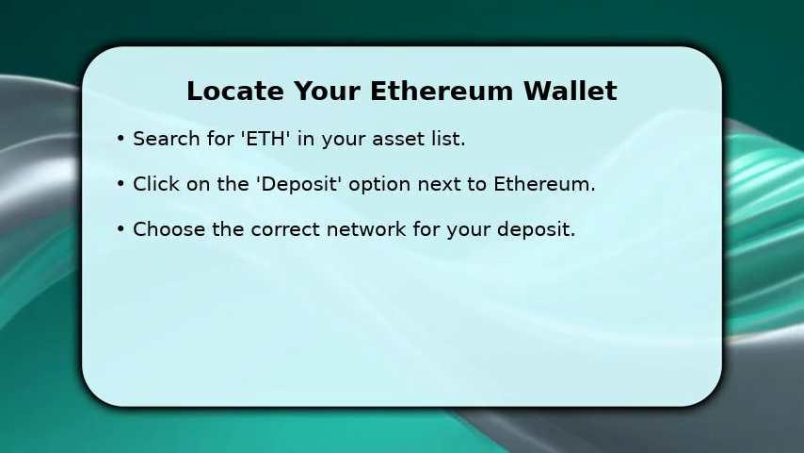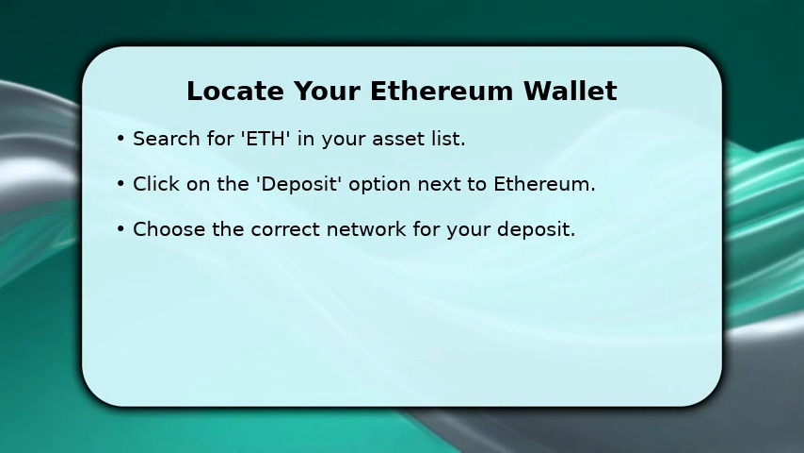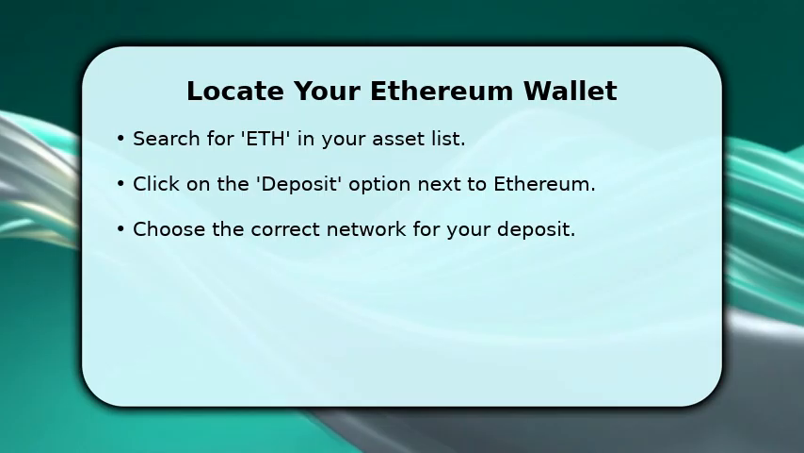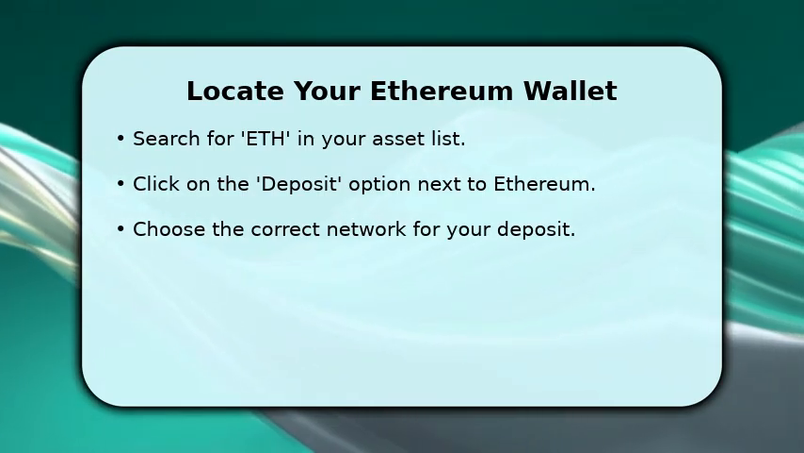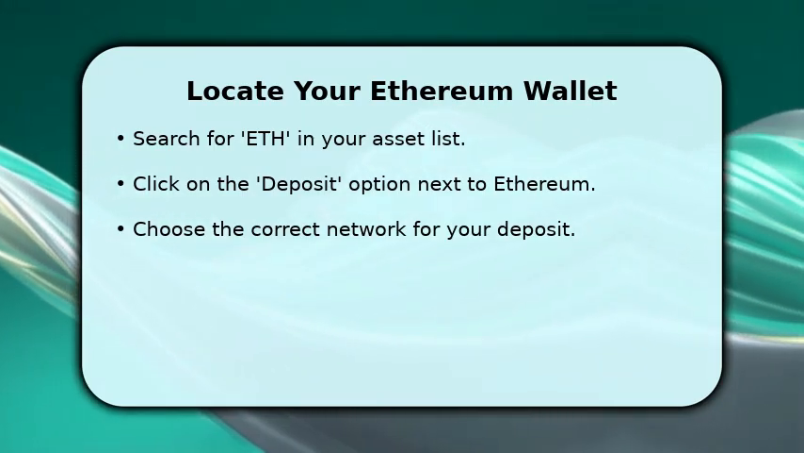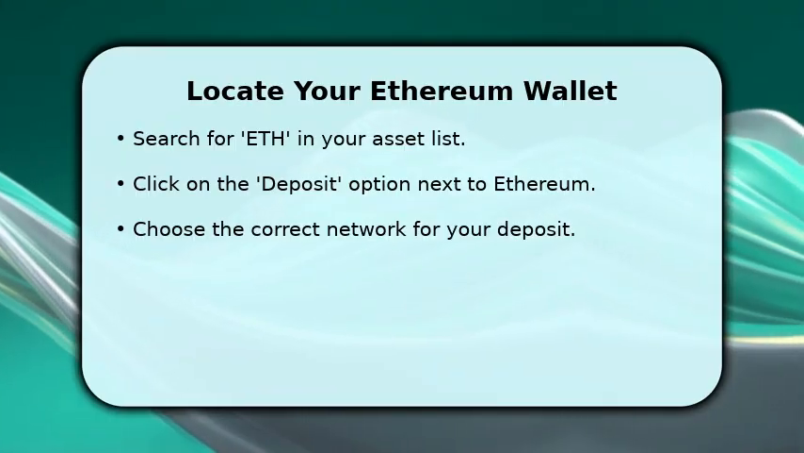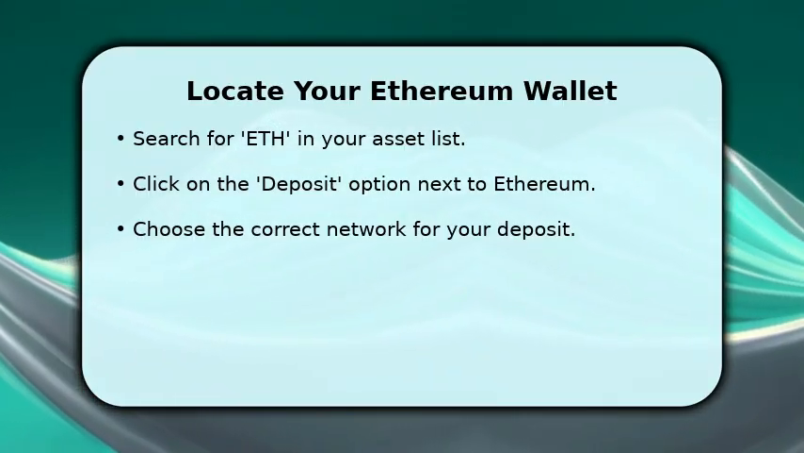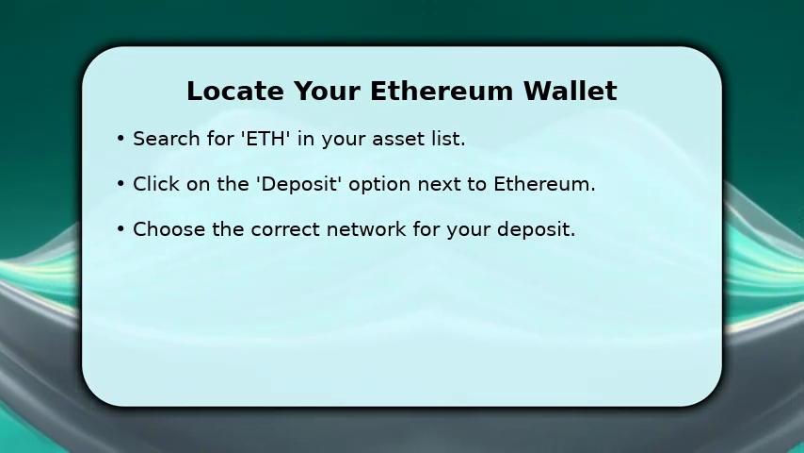After selecting Fiat and Spot, you'll see a list of your assets. Use the search bar to find ETH or Ethereum. Once you locate it, click on the deposit button associated with Ethereum. This action will take you to the deposit page where you must select the appropriate network for your transaction.